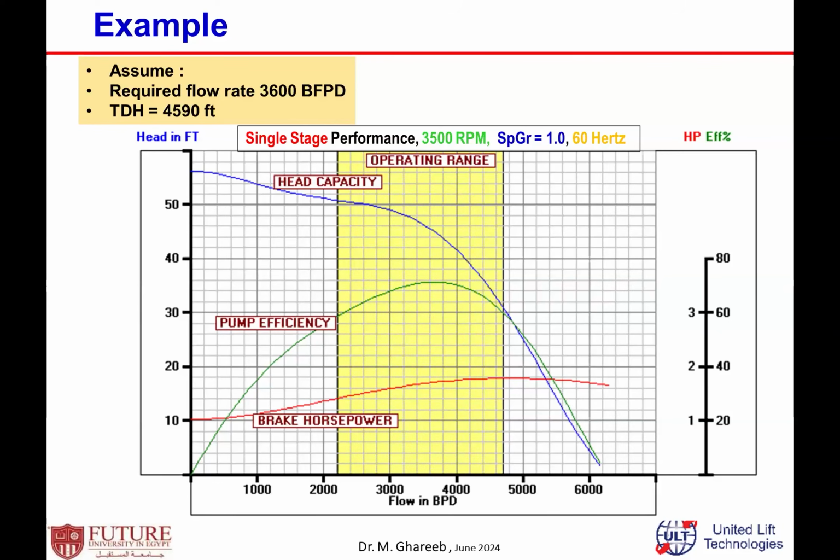We said each pump performance curve has three curves. One represents the head per stage, or head capacity. The second presents the pump efficiency, and after that, the brake horsepower. Based on this, we need to select the pump which can produce my desired production within the operating range, and it is recommended to be nearest to the peak efficiency of the pump. Here, for the green curve, if you look, this is the peak efficiency.